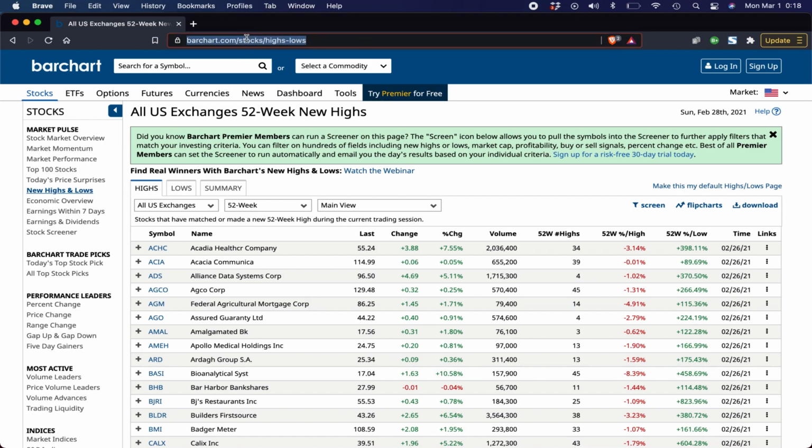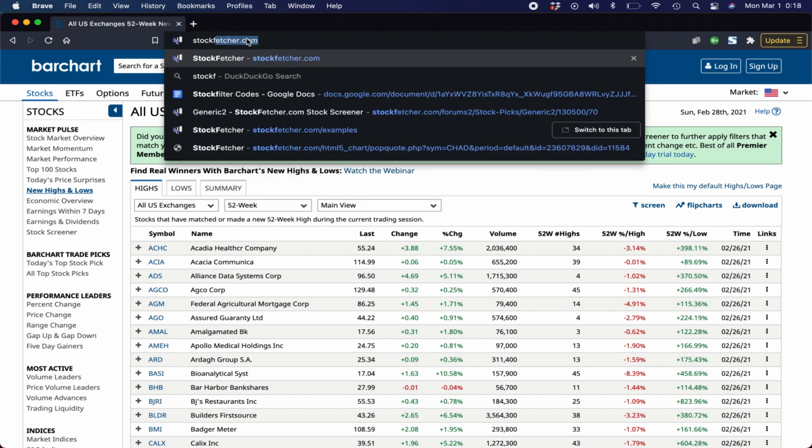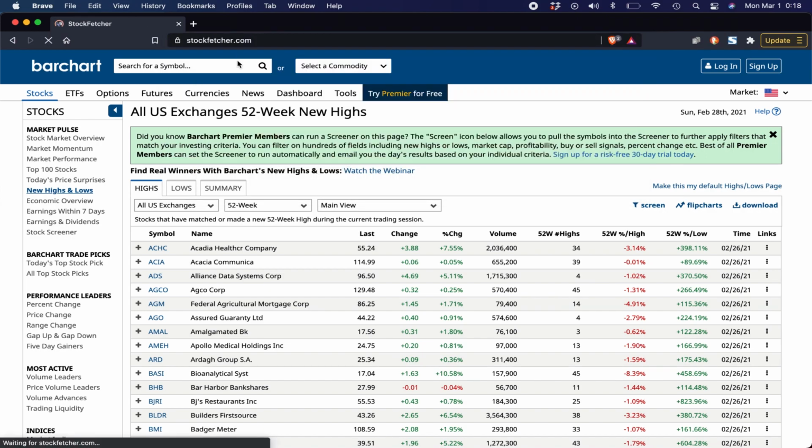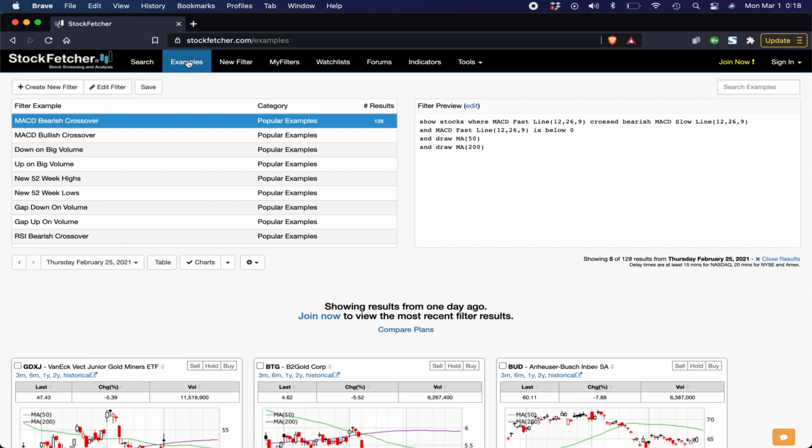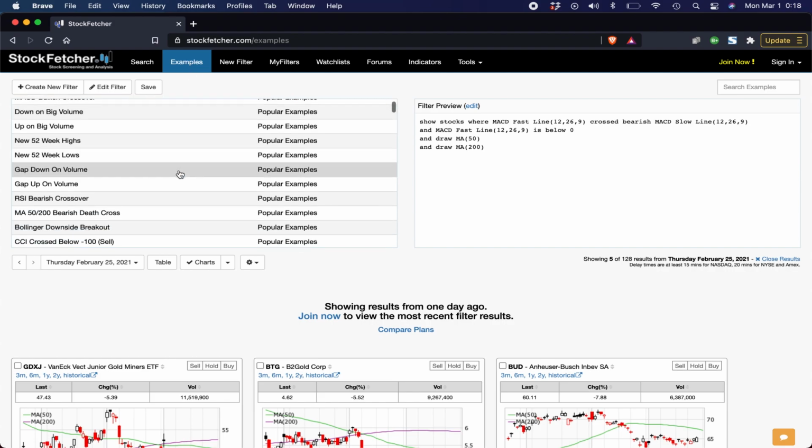And I'd also like to spend some time with StockFetcher. I did talk about using this site when talking about the T-line trading strategy, but I can also use this for looking at some examples for pulling the candlestick signals that we talked about earlier. If you go to the examples, this is great because it is going to list and pull stocks for each of those different screeners or filters or signals, if you will, right?